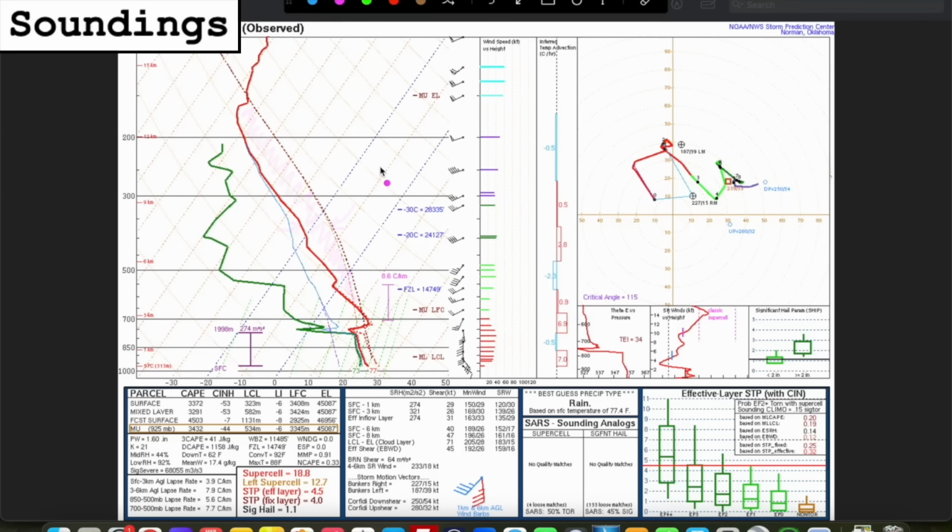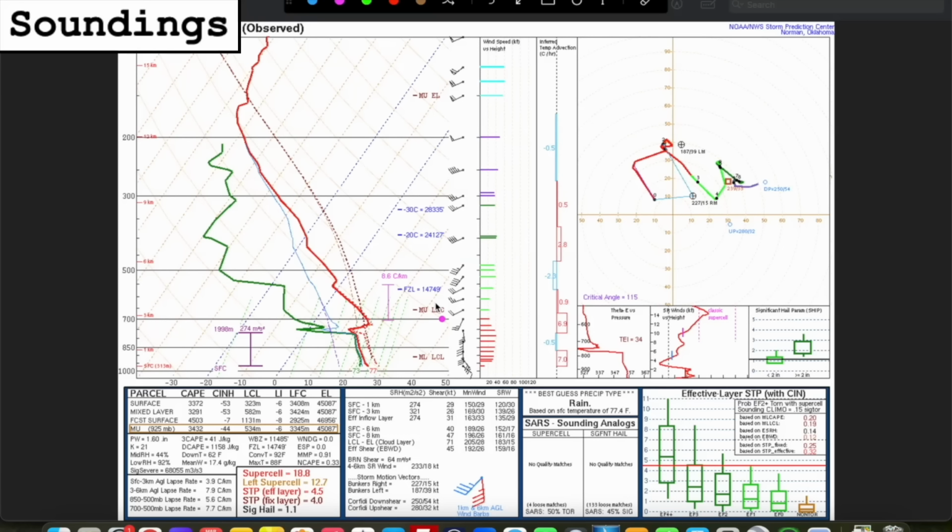When the parcel trace is to the left of the temperature profile, like you see right in there, that is some semblance of capping. That means that the parcel is colder than its surrounding environment and therefore will not be able to rise on its own. For severe weather, we want there to be instability throughout the entire atmosphere. We want the situation where a parcel can really rise on its own throughout the entire atmosphere.